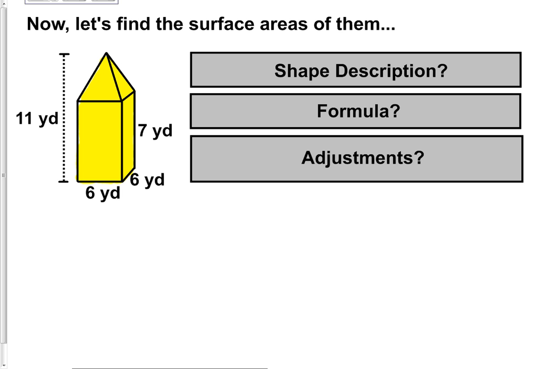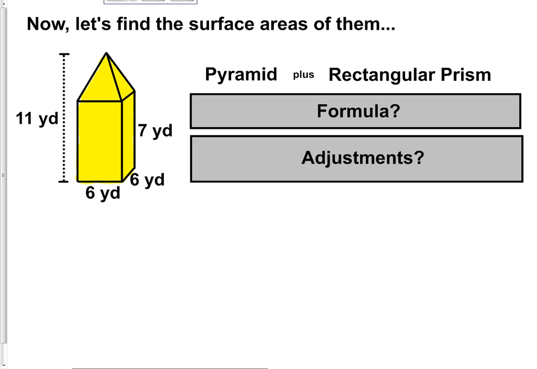Once again, the shape remains the same, so the description should not be any different than it was before. It was a pyramid plus a rectangular prism. This has not changed. But of course, now that we're finding surface area, our formulas change.